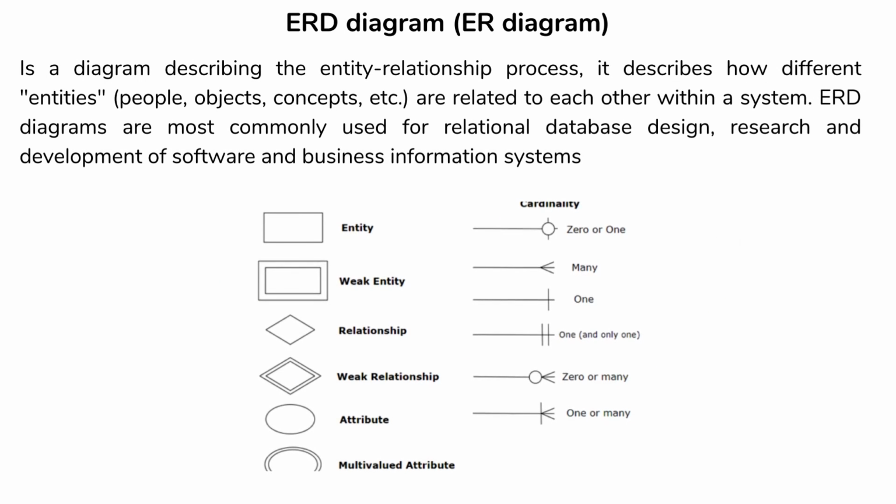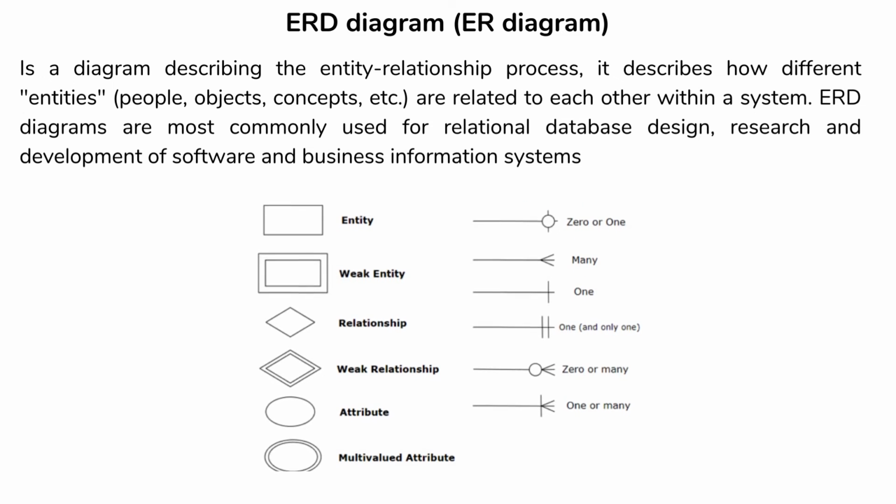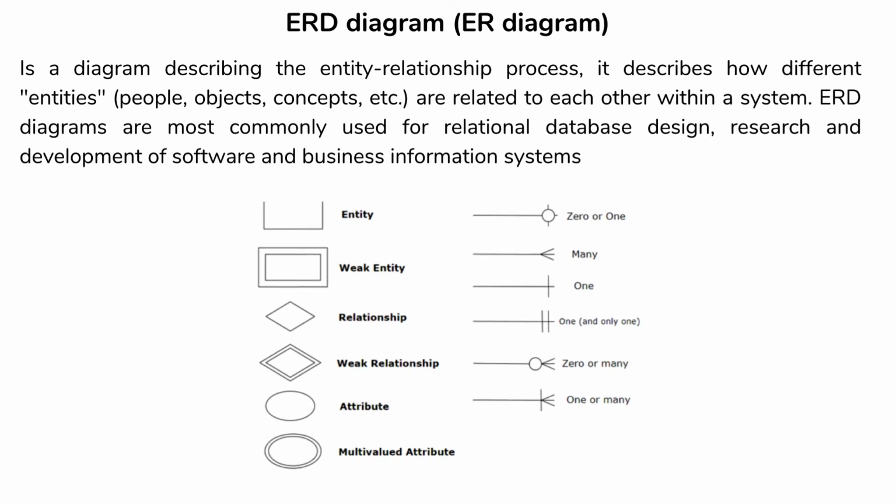ER diagram is a diagram describing the entity relationship process. It describes how different entities, people, objects, concepts are related to each other within a system. ERD diagrams are most commonly used for relational database design, research and development of software and business information systems.